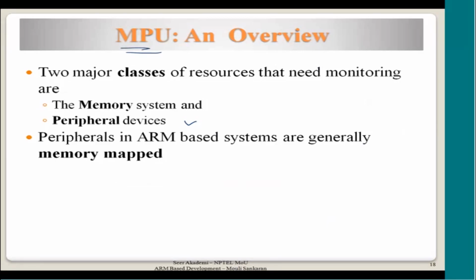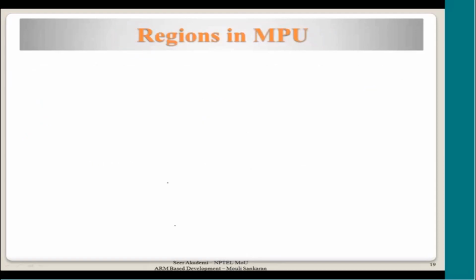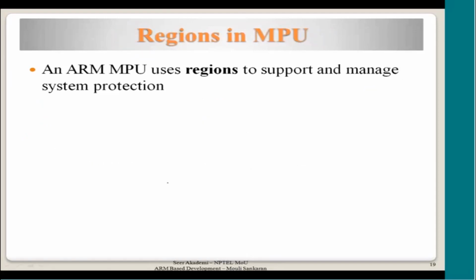Peripherals in ARM-based systems are generally memory mapped. I told you the MPU uses the same method to protect both types of resources, so it doesn't differentiate between these two. The instructions are the same. You can define different attributes for each of the regions. I will tell you what the attributes are, and different regions of the memory can be treated separately and differently.